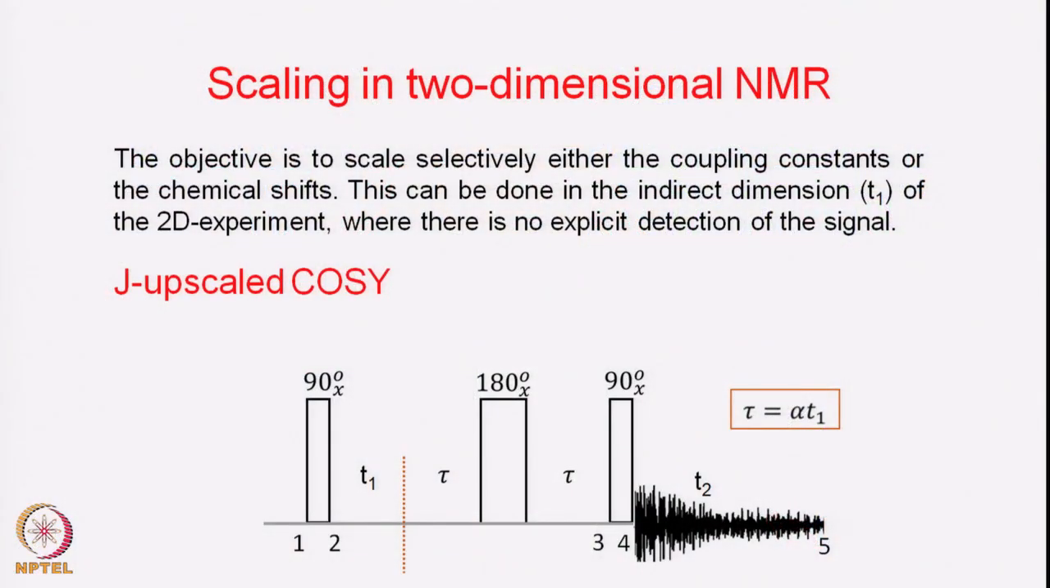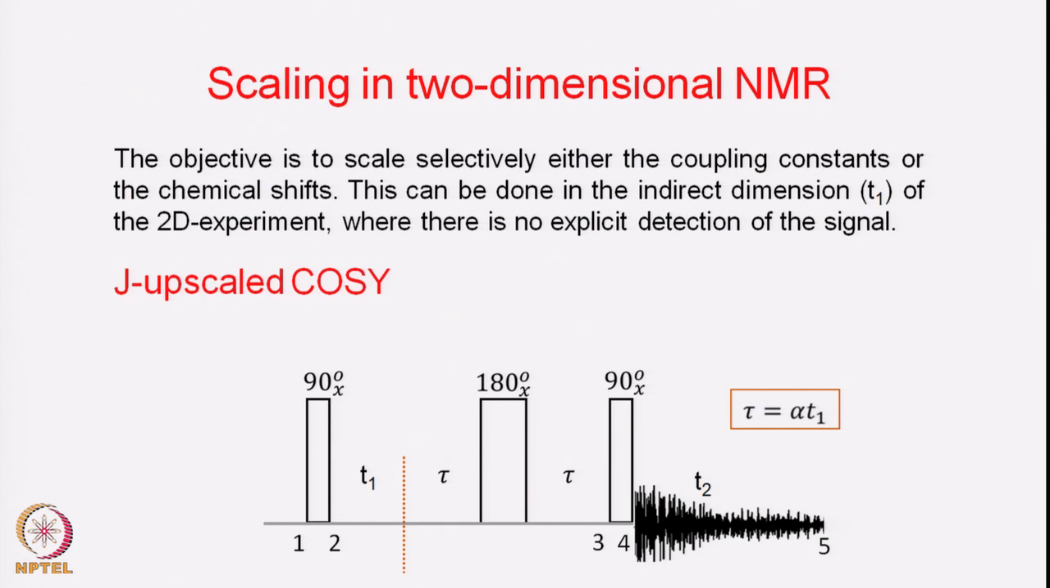The cross peaks in the 2D correlation spectra reflect the correlations or the interactions between the spins. And we also looked at how to improve the line shapes and the resolution in the spectra by choosing appropriate coherence transfer pathways. So these are new concepts. So we are going to introduce now another important concept, namely scaling in two-dimensional NMR. What do we scale? We scale the two parameters which appear in the spectra, namely the coupling constants or the chemical shifts.